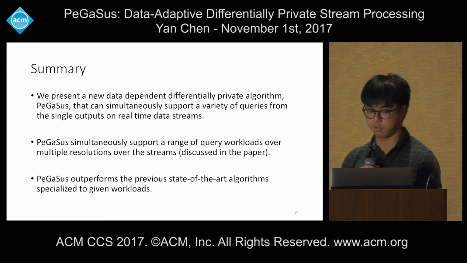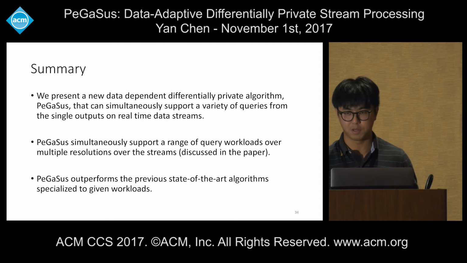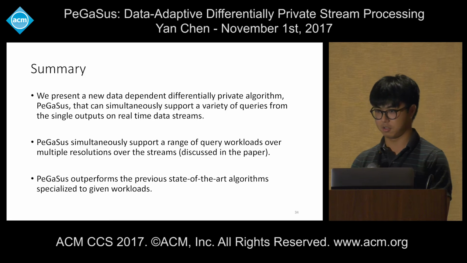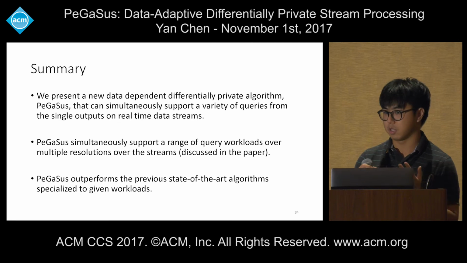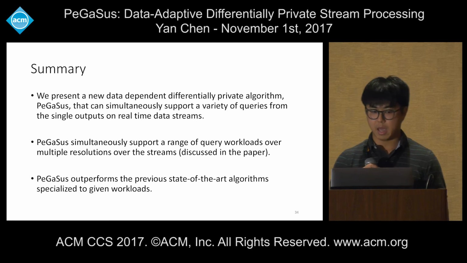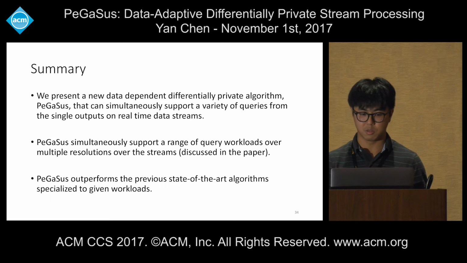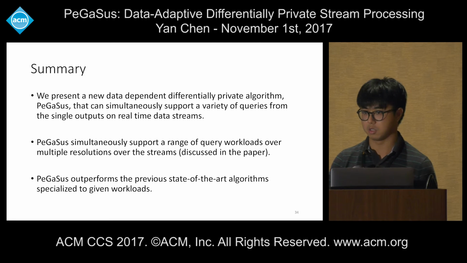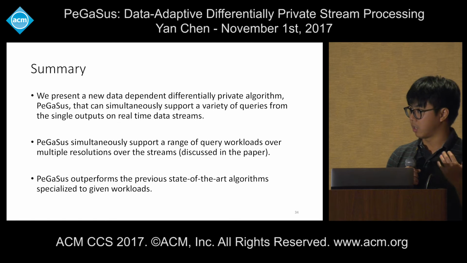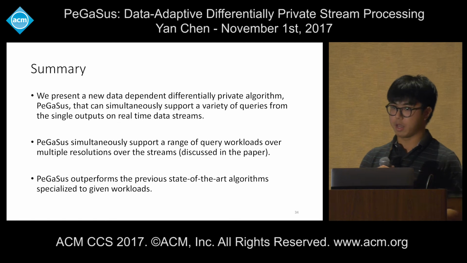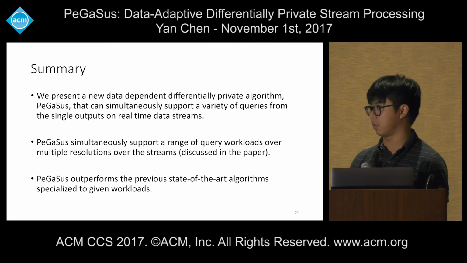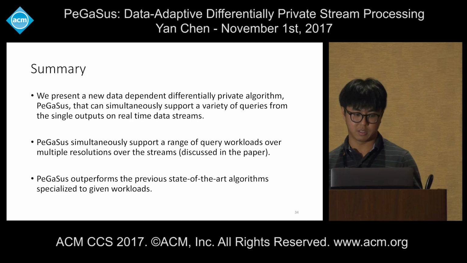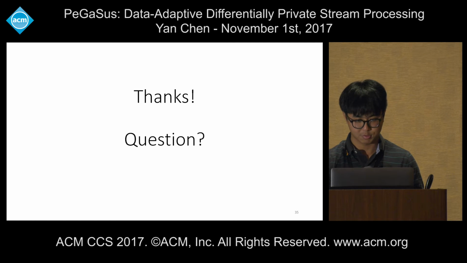So here is a brief summary. We present a new data-dependent differentially private algorithm, Pegasus, that can simultaneously support a variety of queries from just one single output without splitting the privacy budget. Also, our Pegasus simultaneously supports a range of query workloads over multiple resolutions of the streams. And from a comprehensive evaluation, we show that our Pegasus outperforms the previous state-of-the-art algorithms, which are specialized to any given workload. So that's it.